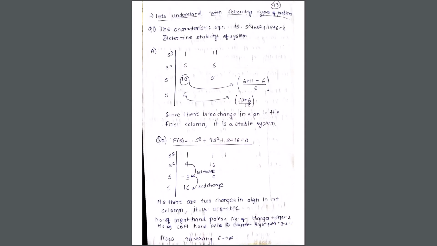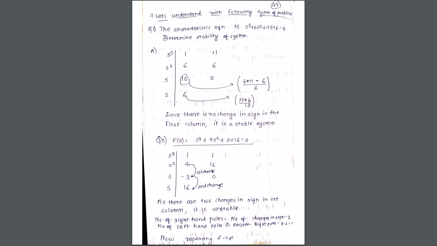Now you see in the first column, unlike the previous problem, there are certain changes in the sign: 4 to minus 3, minus 3 to 16. It is neither all positive nor all negative. Hence, you can straight away say it's an unstable system.